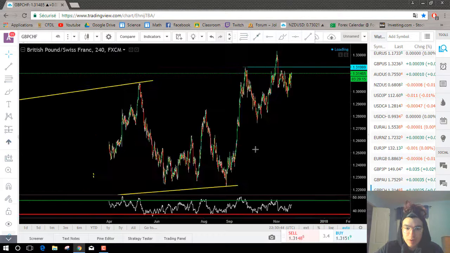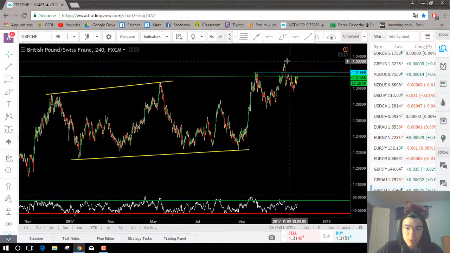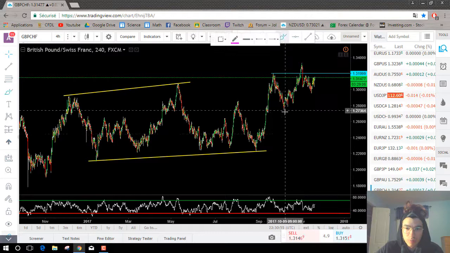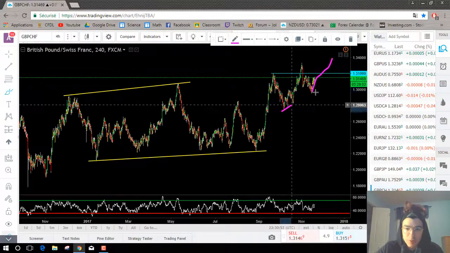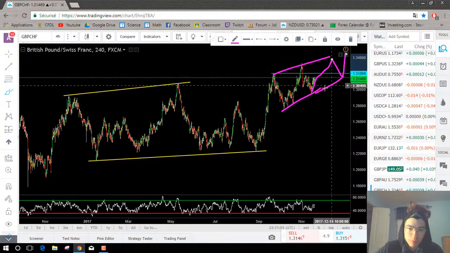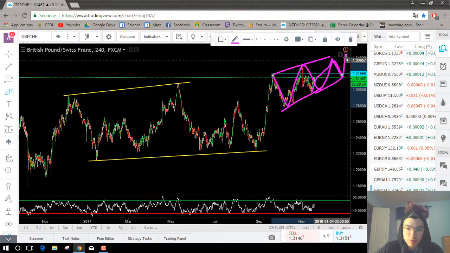GBP CHF, we are at the top. It's the exact same pattern as GBP AUD, but this one already broke the top. But I think it can also go more upside like this, and actually make a channel right here at the top. Another one will also be possible. 1, 2, 3, 4, 5, right? So it can, after this, make another down or make the down move.